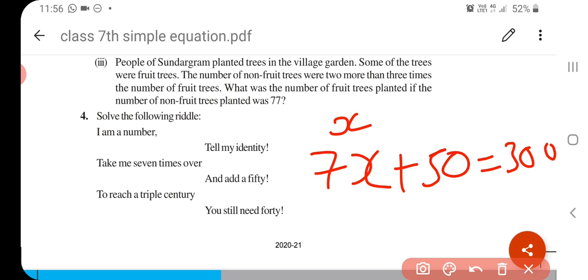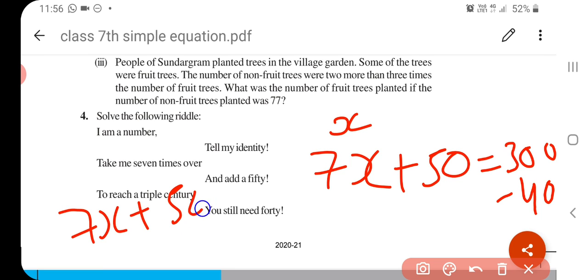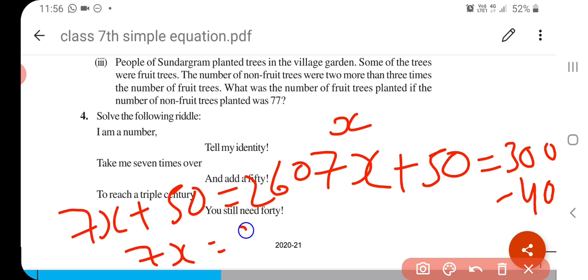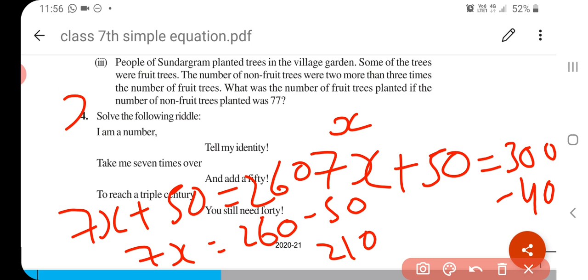Now you still need सेंचुरी में से आपको 40 माइनस करना है. ओके, ट्रिपल सेंचुरी माइनस 40. ओके, मतलब ट्रिपल सेंचुरी करने के लिए आपको अभी भी 40 रन्स की और ज़रूरत है. समझे आप लोग? तो आपका ये क्वेश्चन हो गया इस टाइप से. तो ये आपका हो गया 7x + 50 इज इक्वल टू 260. ओके, सो 7x इज इक्वल टू 260 माइनस 50, that is 210. Now divide by 7. So your answer will be x is equal to 30.